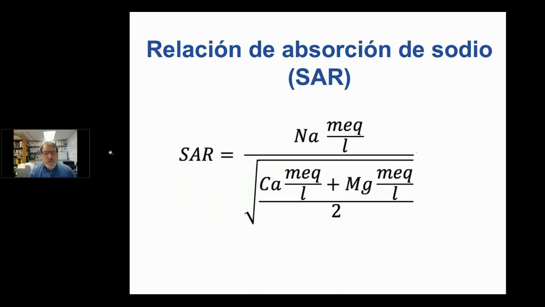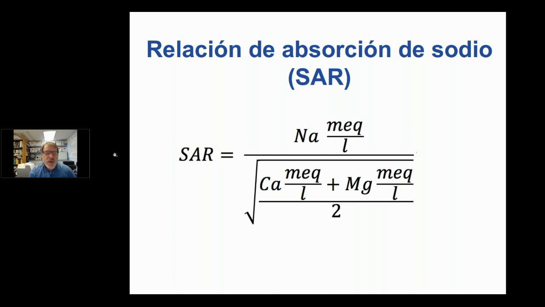The other water quality factor that we mentioned earlier was sodium absorption ratio, and this is the equation. It's just sodium milliequivalents per liter, and this will be on all of your water reports, so you can calculate this yourself pretty easily with just a hand calculator. And it's divided by the square root of basically the average of these two: calcium milliequivalents plus magnesium divided by 2. Pretty easy calculation.